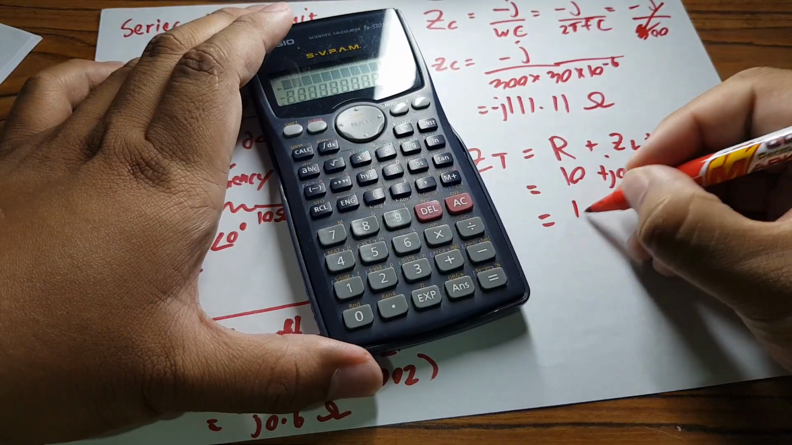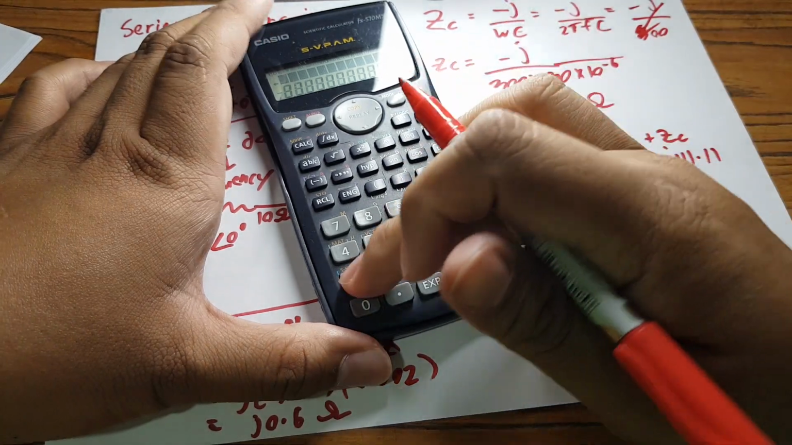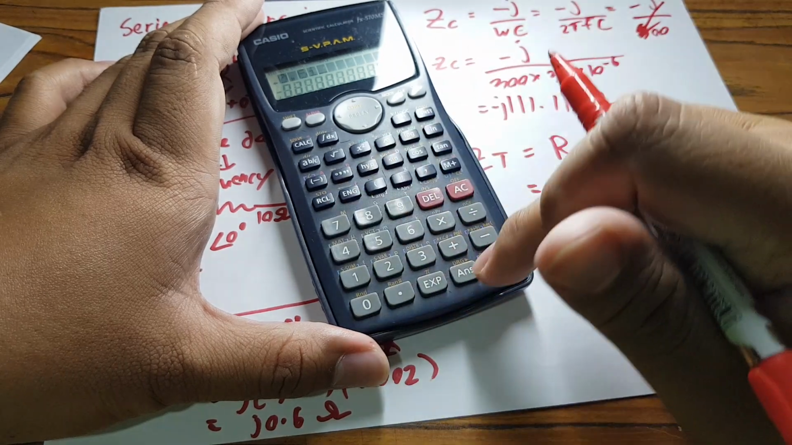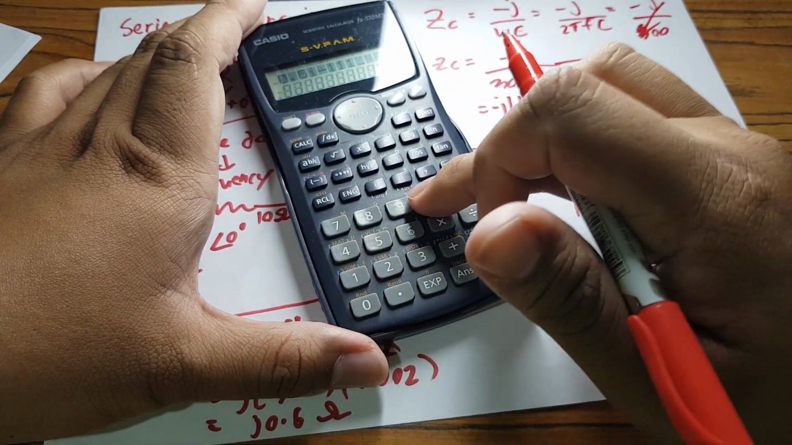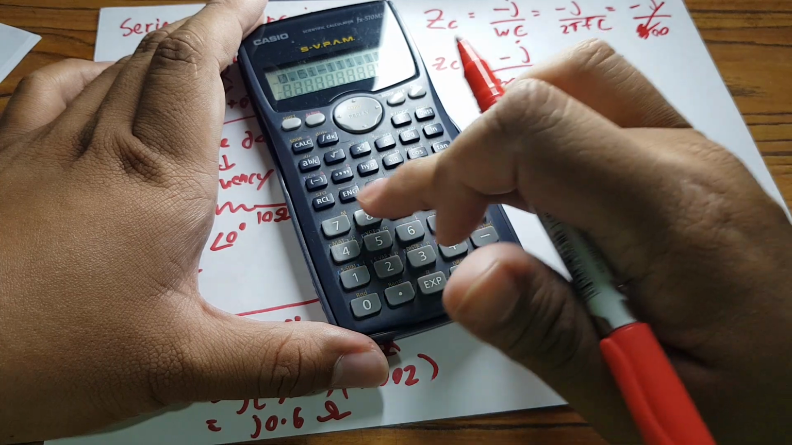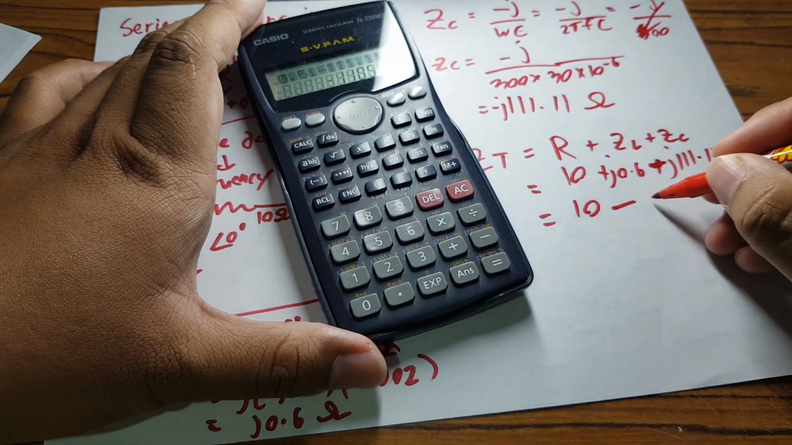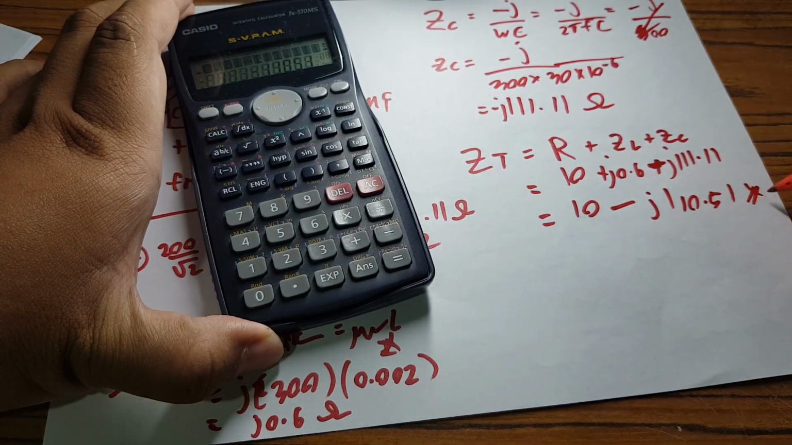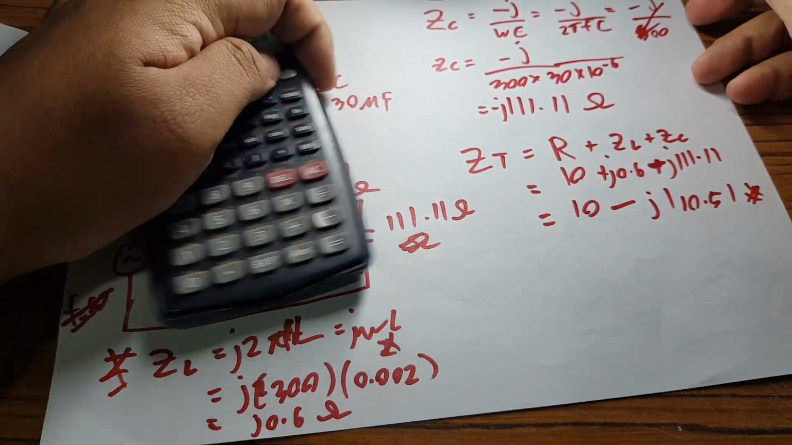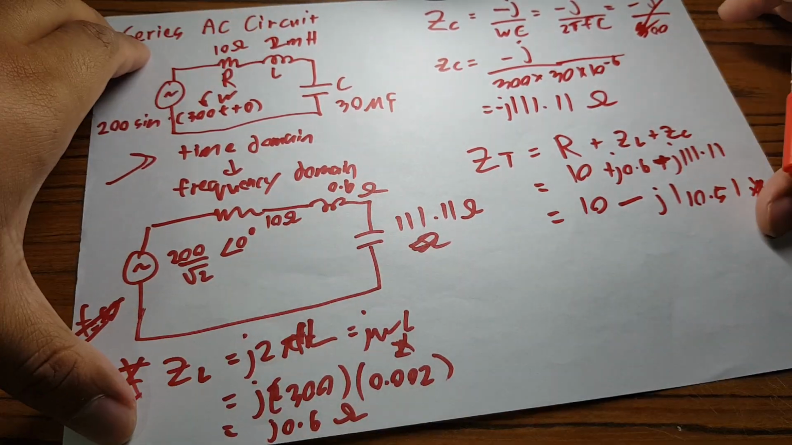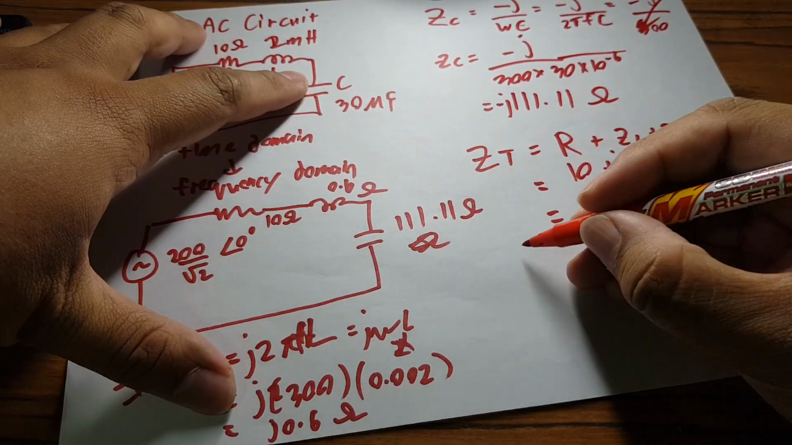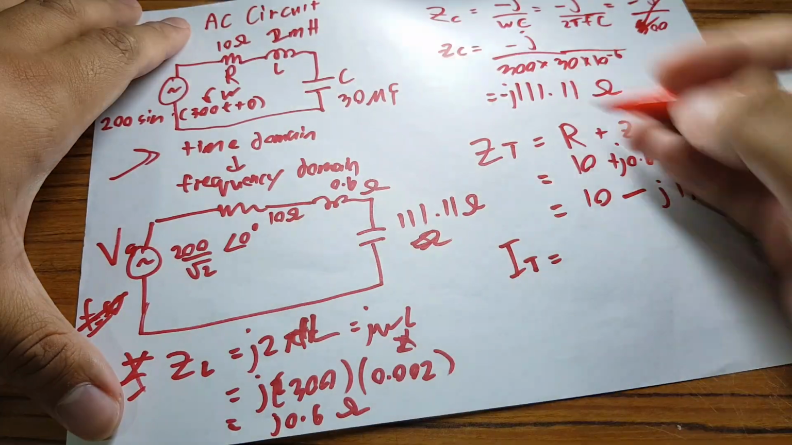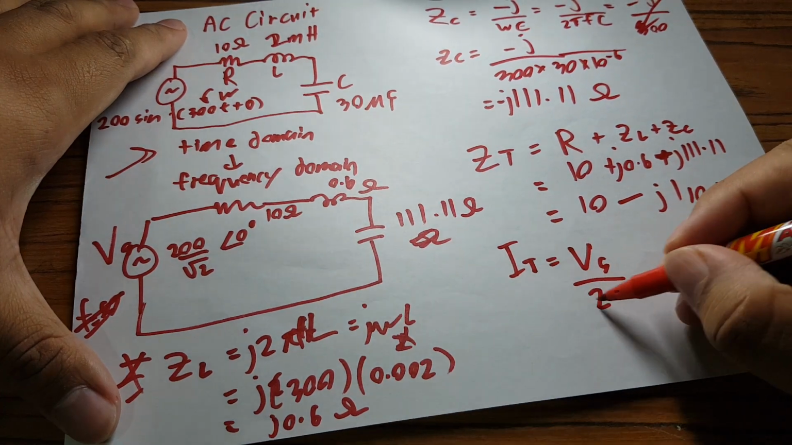So 10 minus 0.6 j minus 111.11 j. So you get 10 minus j 110.51. This one is the total impedance. So how to get the current? Because this is a series circuit, I total equals Vs divided by Zt.